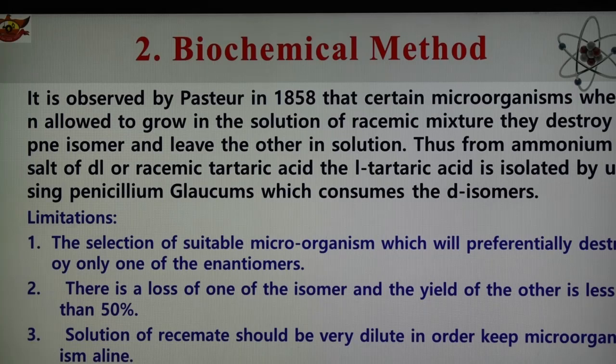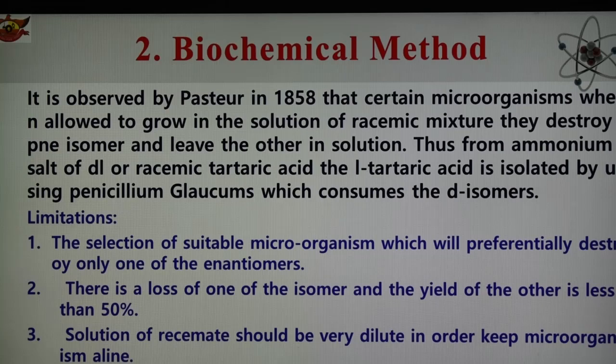Therefore, from the ammonium salt of DL or racemic tartaric acid, L-tartaric acid is isolated by using Penicillium glaucum, which consumes the D isomer and leaves behind the L-tartaric acid. So the D isomer is consumed and the L isomer remains. This method also has certain limitations.